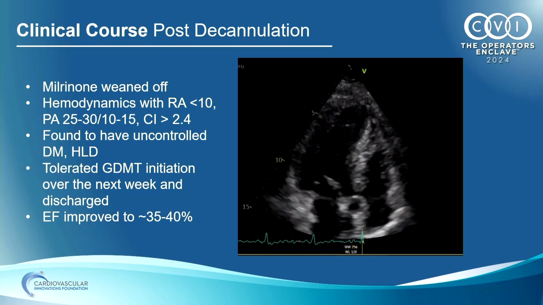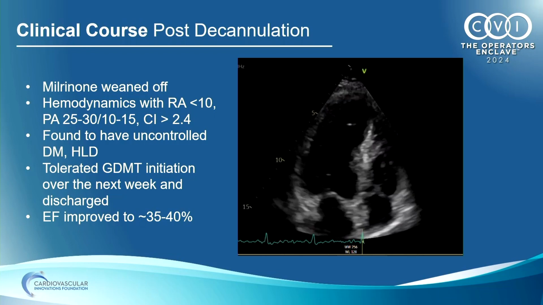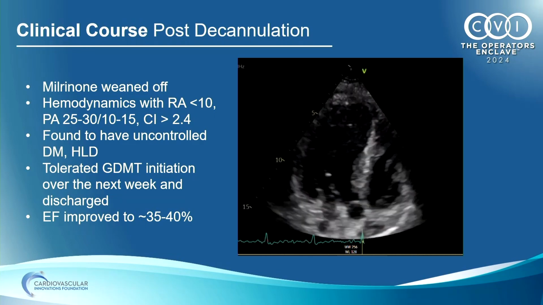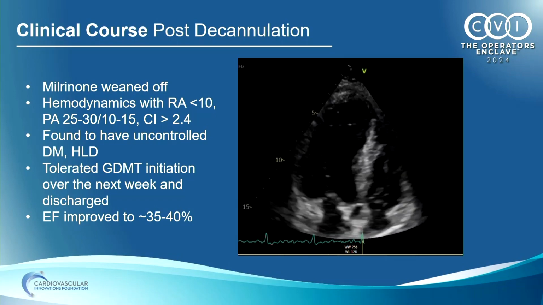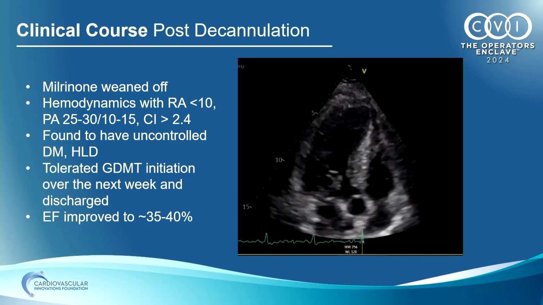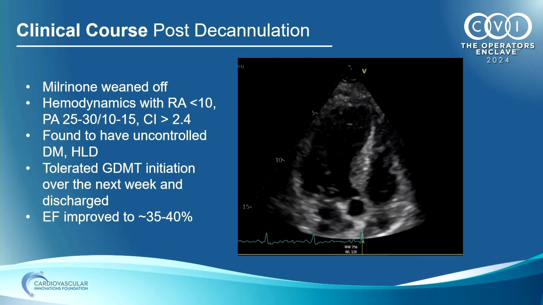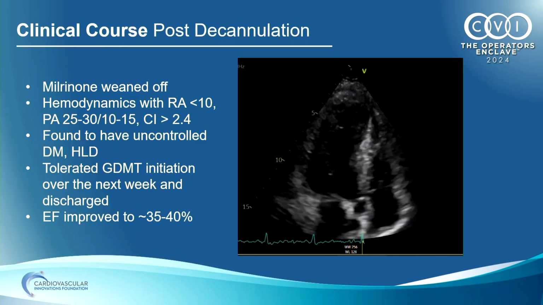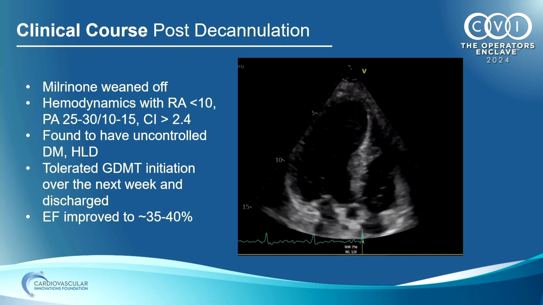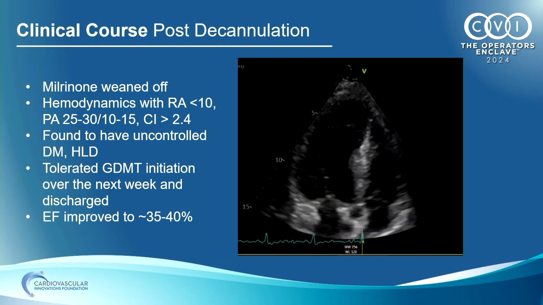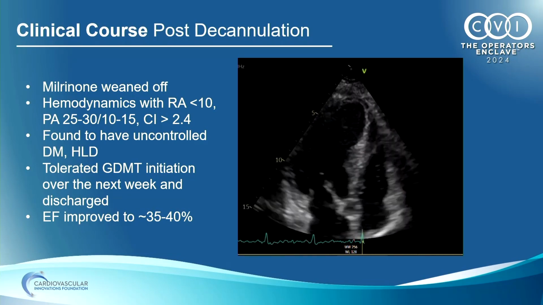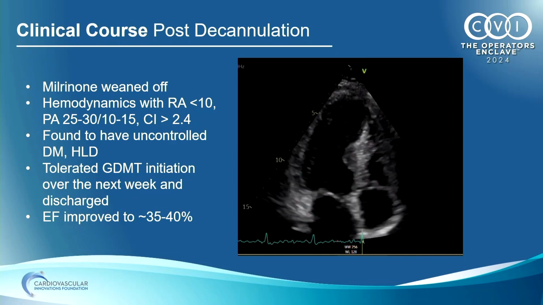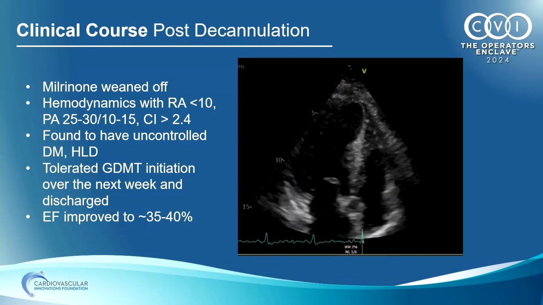You can see an echo here of the patient's LV. Now we're getting a good look at the RV as well. Much better function than before. Hemodynamics, you can see here, much better, indicating recovery. The patient had, not surprisingly, uncontrolled diabetes and hyperlipidemia, tolerated GDMT initiation over the next week, and was discharged. EF clearly improved to over 35 to 40%. This is a case from a couple months ago, so the patient's been followed up in clinic, doing much better and tolerating GDMT.